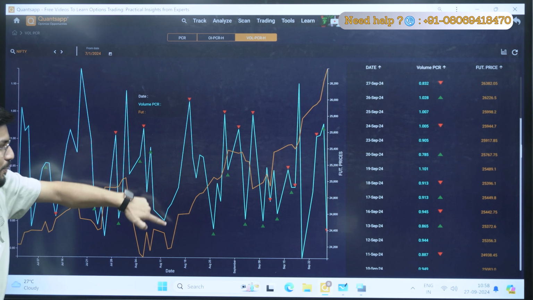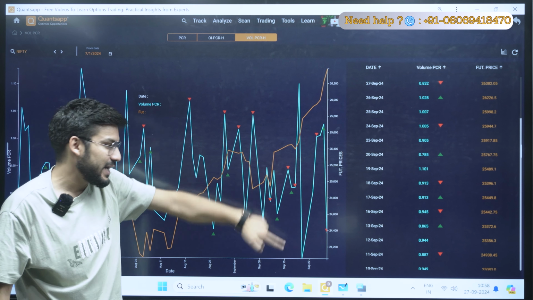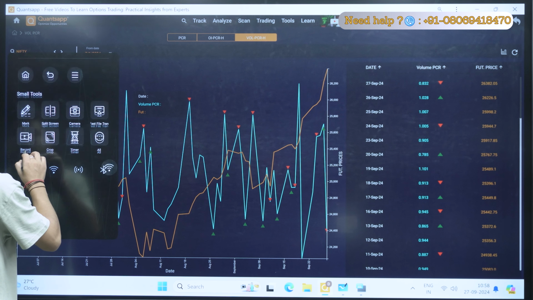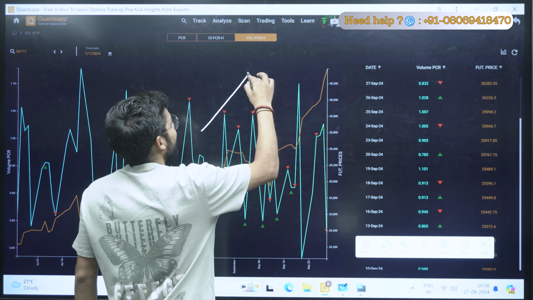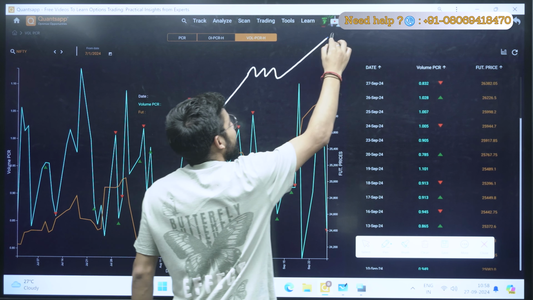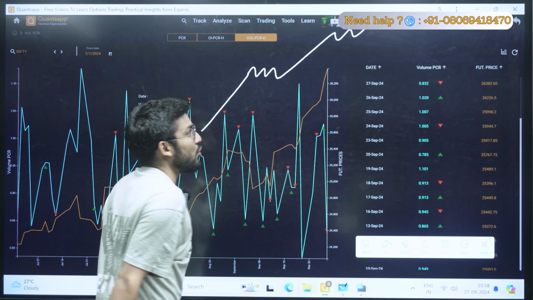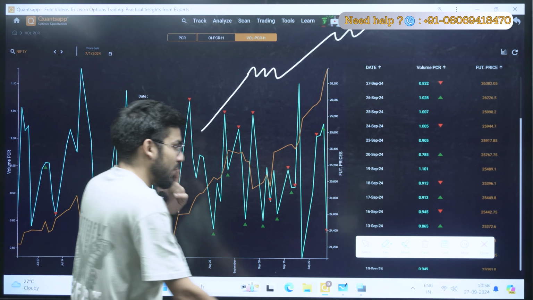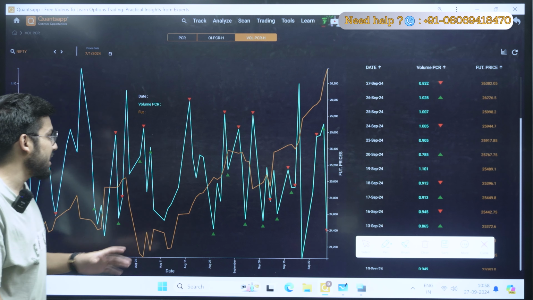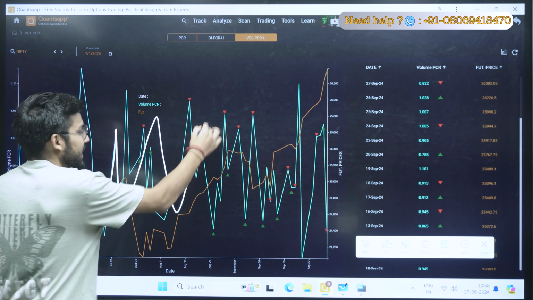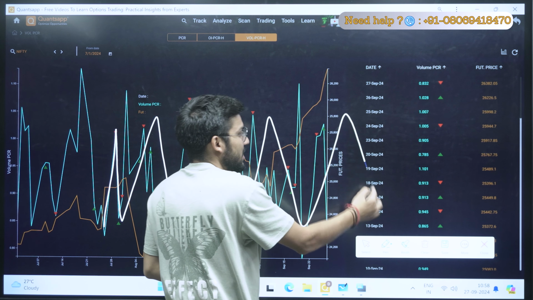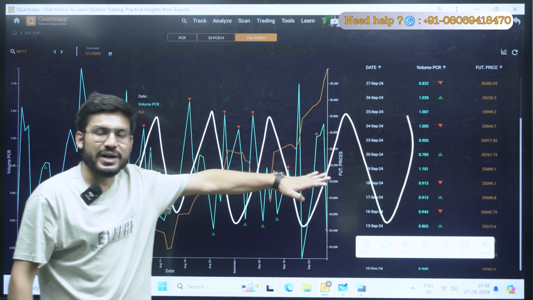My volume PCR is always mean reverting. And what do you mean by mean reverting? It means it will never go like this, and then keep moving in an uptrend again and again. It will not move like this. How will it move? It is always mean reverting. It means it will go above, then it will come down. Like this, it will always move in a range. That is what we call mean reverting.